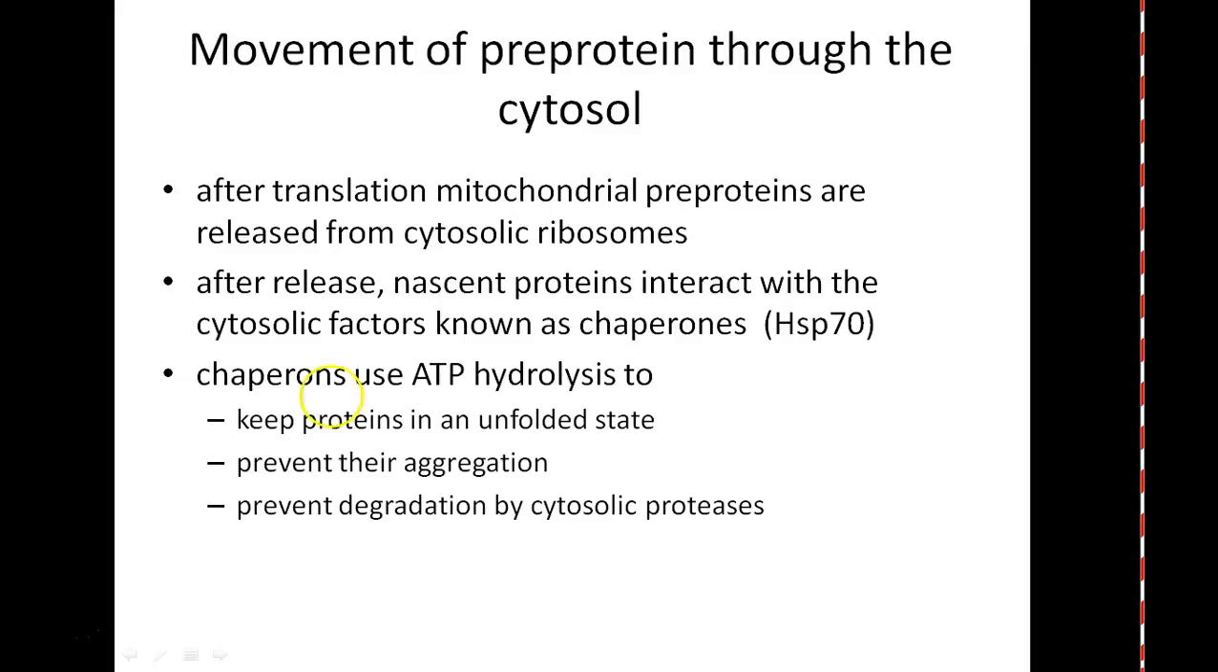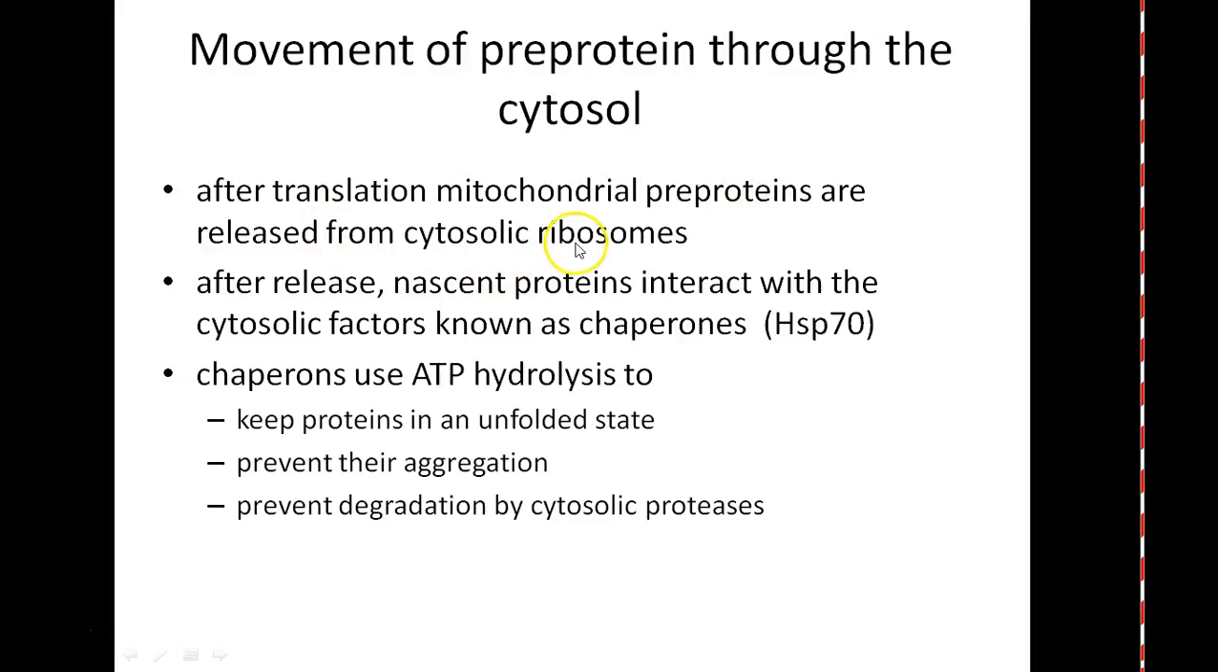Before that, I just wanted to talk a little bit about what's happening on the cytoplasmic side. So after translation, let's think about those 1,000 nuclear encoded proteins. After translation, they are sitting in the cytoplasm and just waiting. So what's happening after translation? They are released from the ribosome.